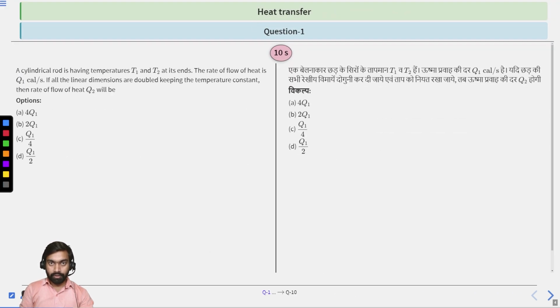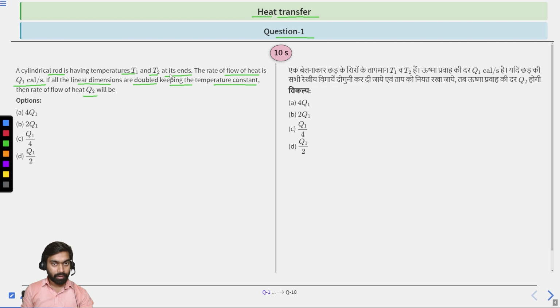So, topic is heat transfer. Our first question is: a cylindrical rod is having temperatures T1 and T2 at its ends. The rate of flow of heat is Q1 calorie per second. If all the linear dimensions are doubled, keeping the temperature constant, then the rate of flow of heat Q2 will be what?